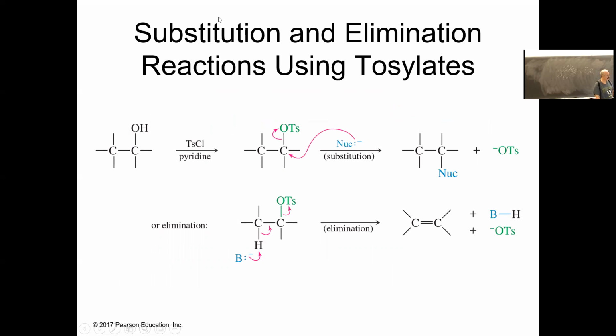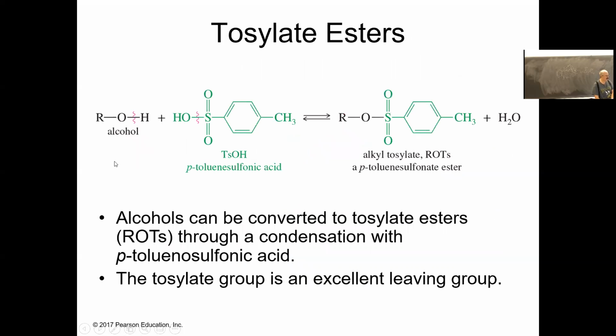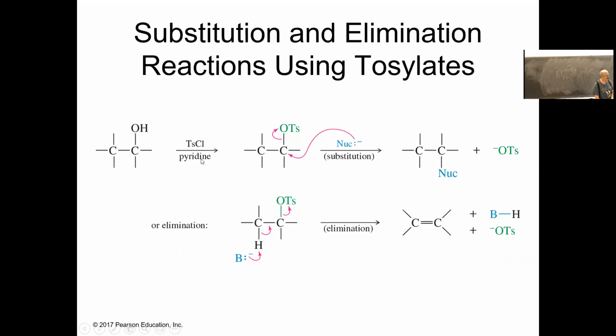Tosylate esters are formed using tosyl chloride and pyridine, rather than directly from p-toluenesulfonic acid. So tosyl chloride would have a chlorine here instead of the OH. And so we would split out HCl, and pyridine is both a solvent and a base that neutralizes the HCl. So here we've got this good leaving group. We can do SN2 or E2 reactions.